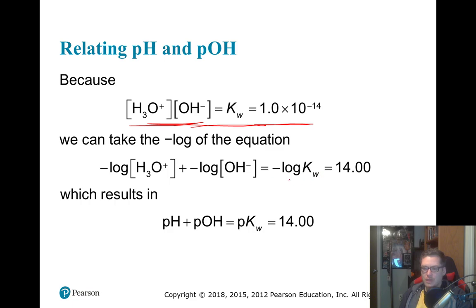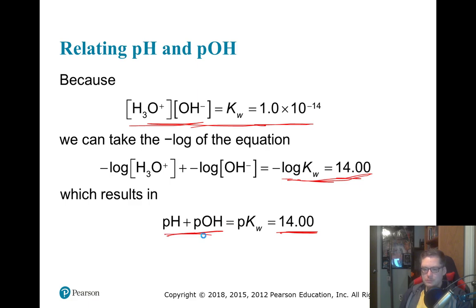Now the negative log of the Kw turns into 14. That's the power of the log. We're just getting rid of the times 10 value there. It brings the exponent down, and because of the negative sign, it makes it positive. That's the whole reason that negative is there. So what this really comes out to is that our pH plus our pOH is always equal to 14. And that's true at 25 degrees Celsius.